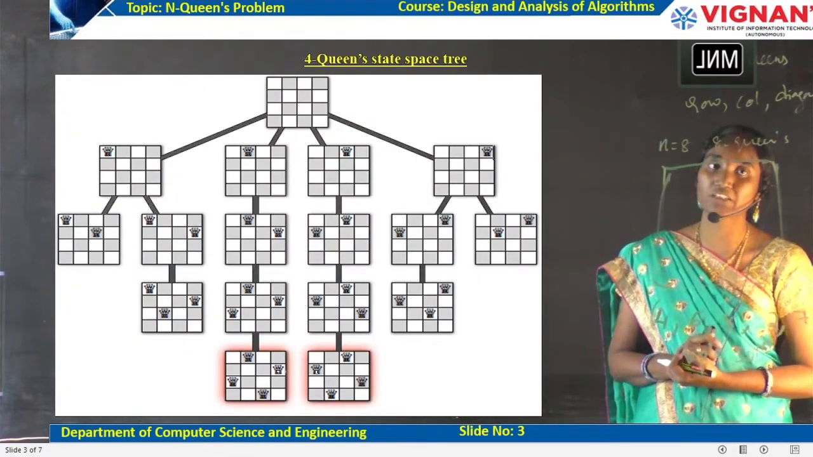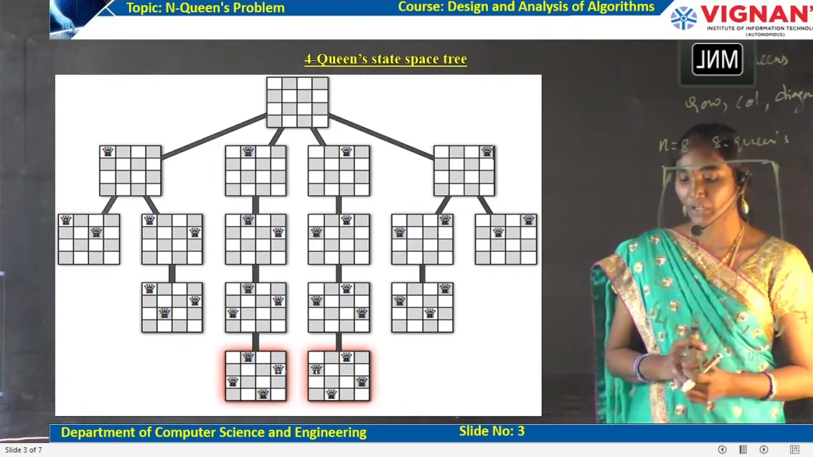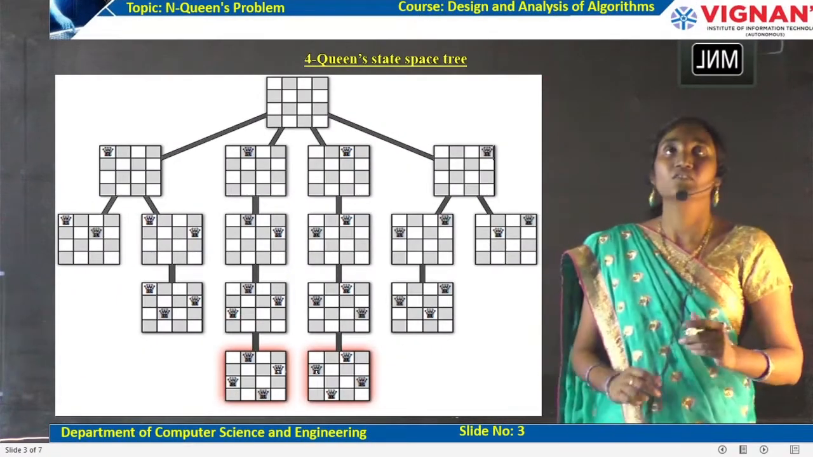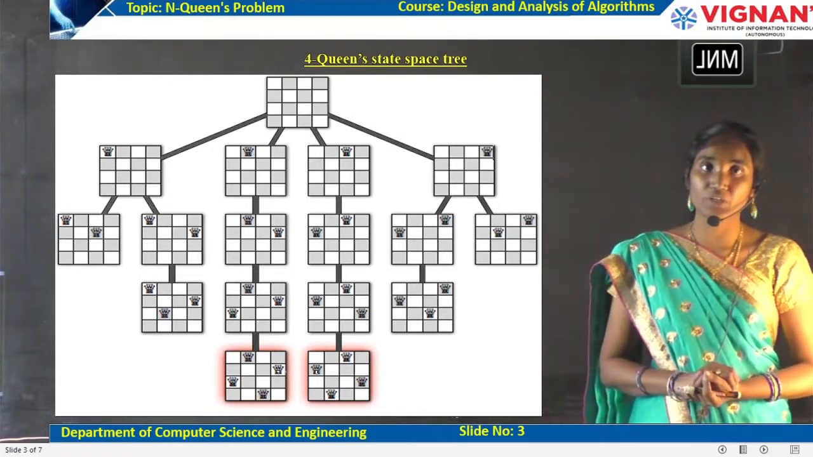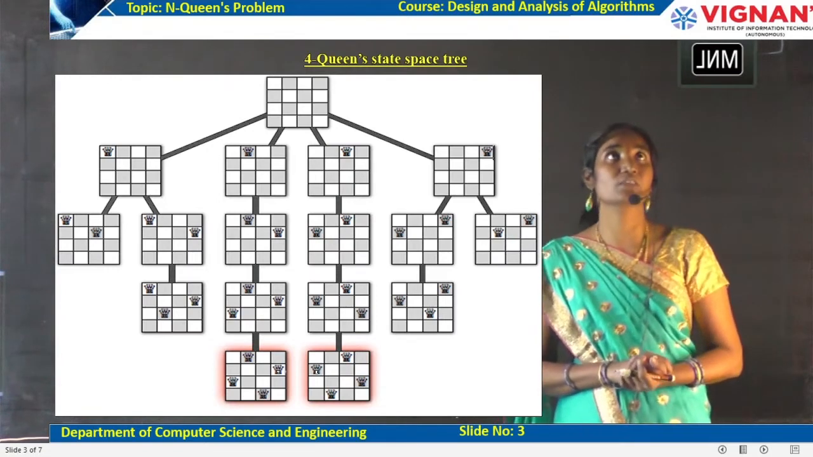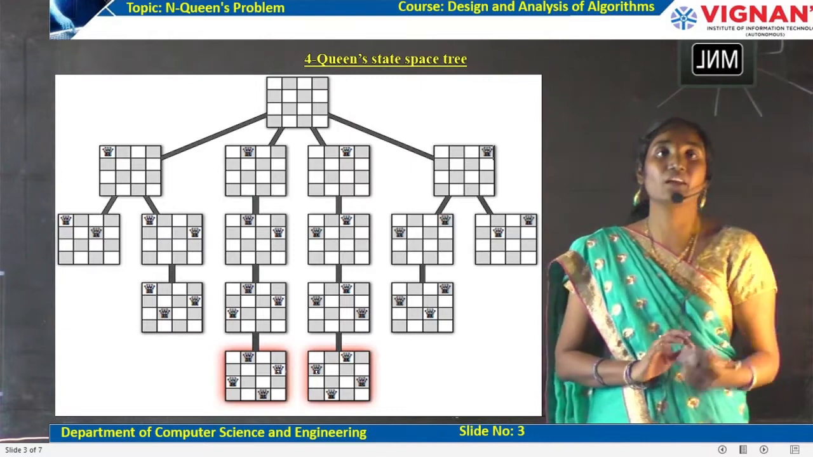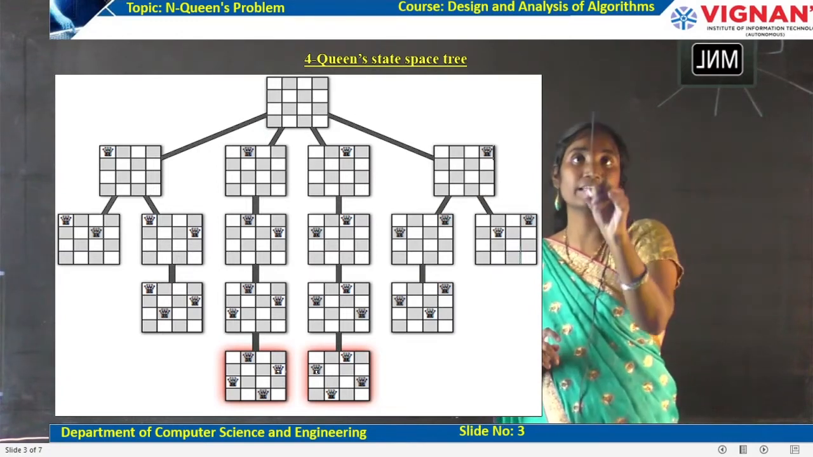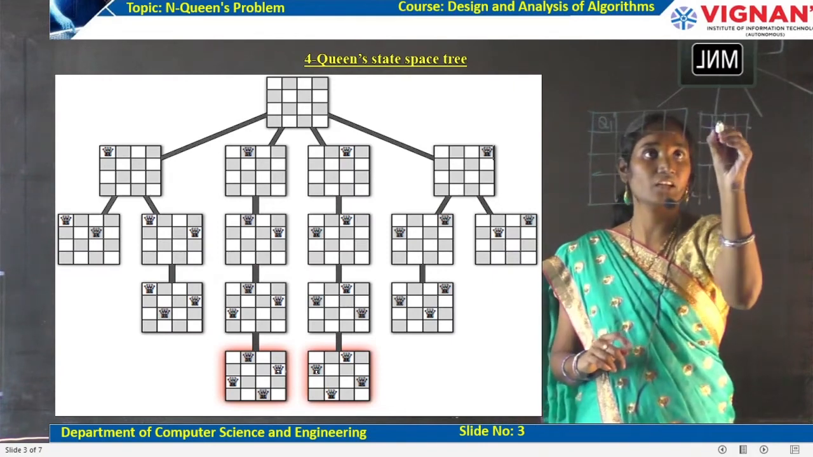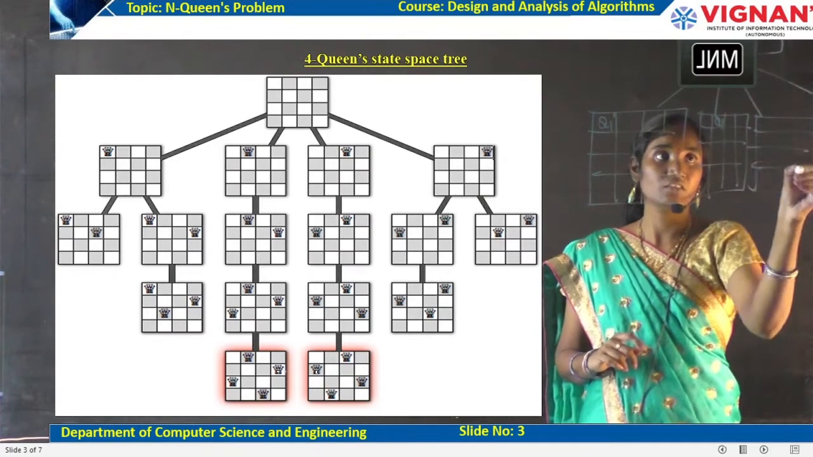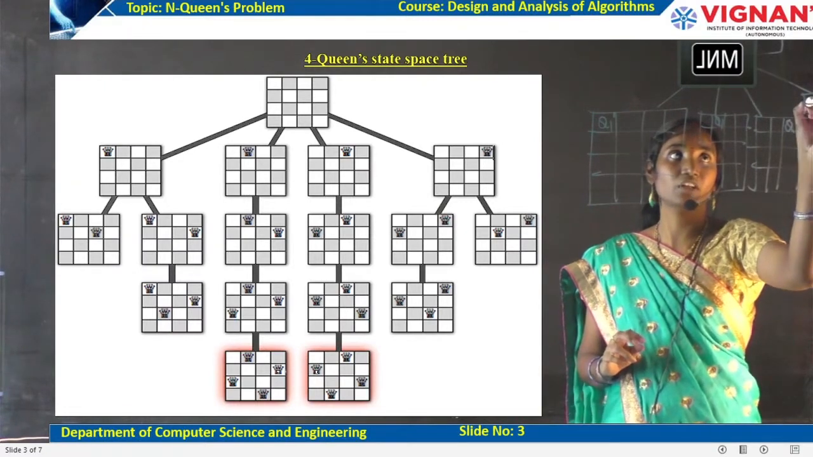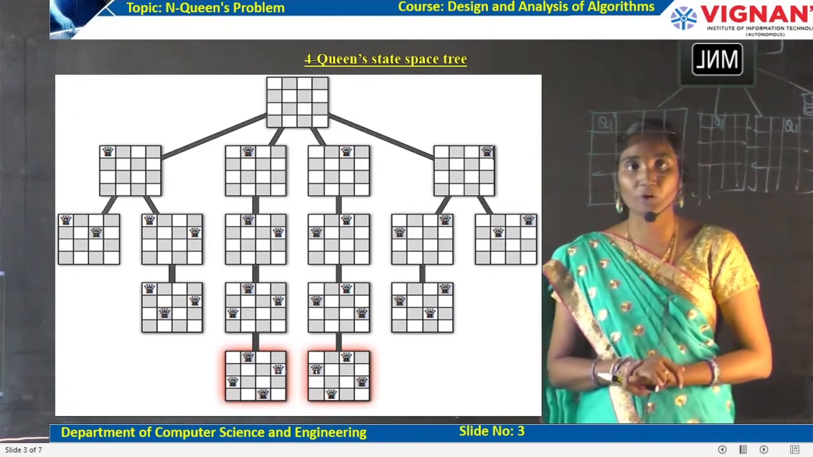Now I am showing the solution state space tree for the 4 queen problem. Let us know how to solve the 4 queen problem. Initially you will be given an empty 4 by 4 chessboard and 4 queens. This is my root node, where I have an empty chessboard. Now I want to keep q1. The q1 can be placed in the 1st column, 2nd column, 3rd column or 4th column. So these are the 4 possibilities initially.